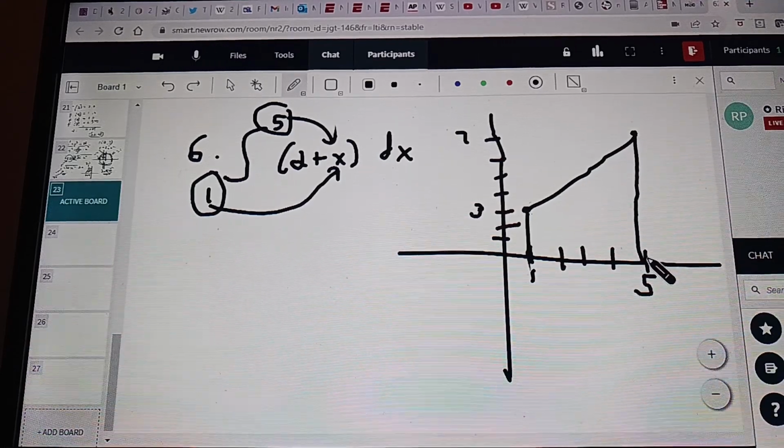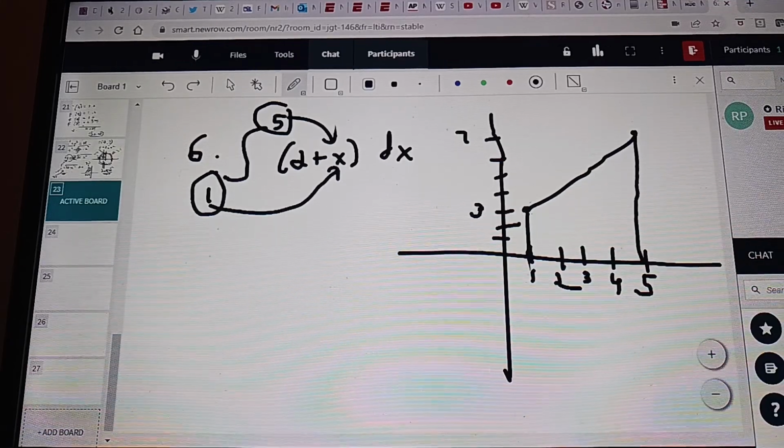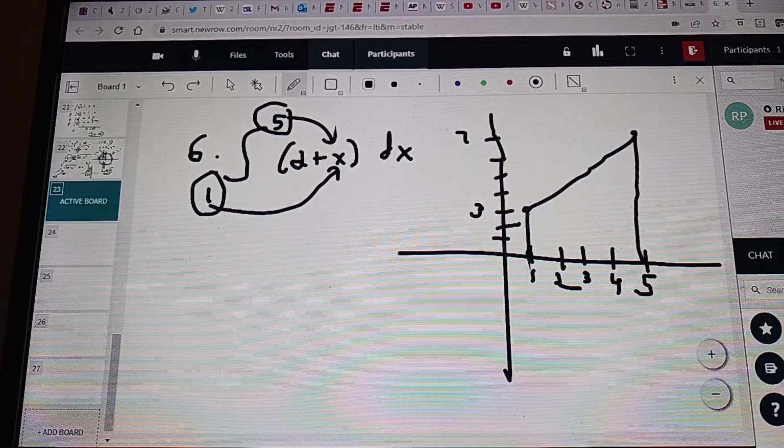You could do what we did on problem number 1 and create 4 rectangles if you wanted to. You could go 2, 3, and 4 here. You could create 4 rectangles and do the left and right endpoints, the midpoints, the average of the left and the right. You could do all that if you wanted to. That's what we did in problem 1. So problem 6 is an easier way, actually, because this is a figure from geometry. There's already a formula for this.